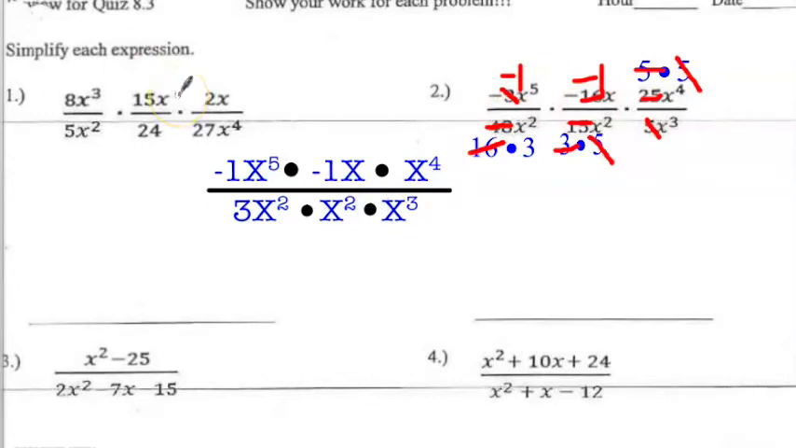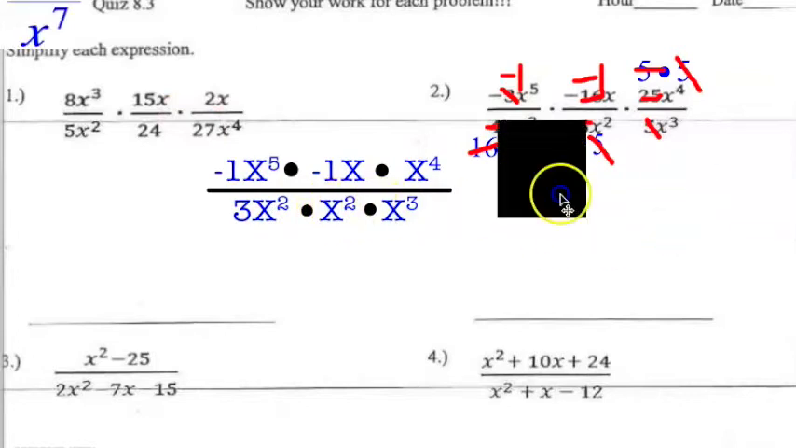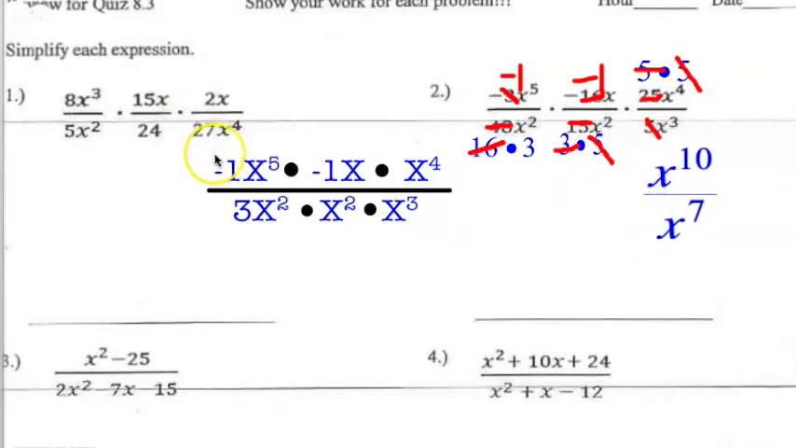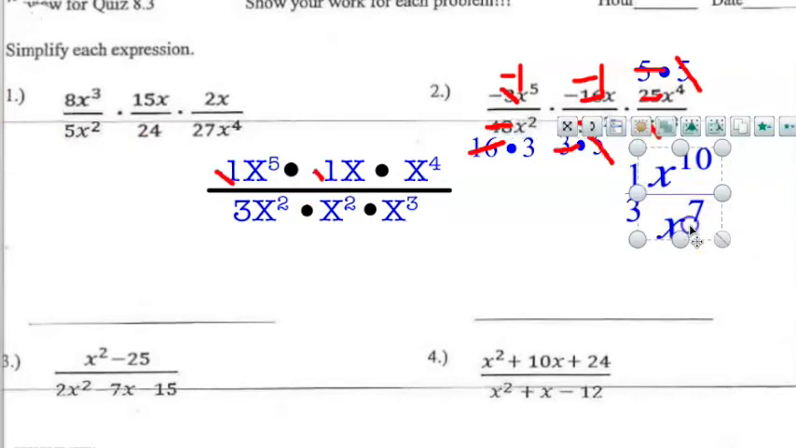I can do this one of 2 ways. I can combine all the x's on top and get 10x squared and 7 on the bottom, and a negative 1 over 3. But I know that these 2 negatives also cancel out because a negative times a negative is a positive. And so I could make this all one fraction: 1/3 x to the 10th over x to the 7th.